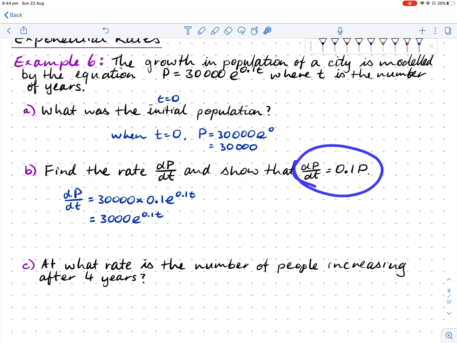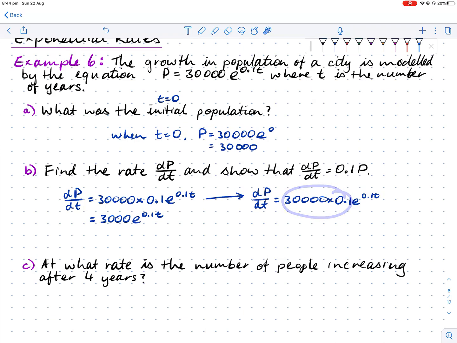So that's the first part of the question. Part 2, show that this is true. Now if I were to start with this step, so let's come back to this, dP/dt equals 30,000 times 0.1 e to the 0.1t. Now, instead of evaluating this, because I want P, we know P is 30,000 e to the 0.1t. We can already see that there. So what I'm going to do is swap these two numbers around, because in a multiplication we can multiply them in any order. So I'm going to write that as 0.1 times 30,000 e to the 0.1t. And you can see that this bit here is P. So then this is 0.1 times P.